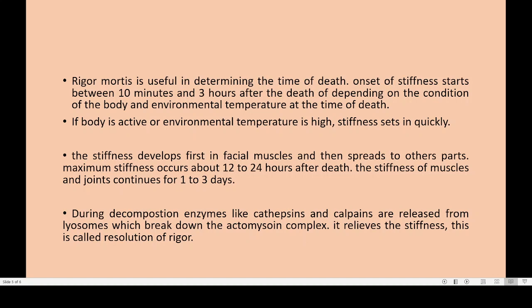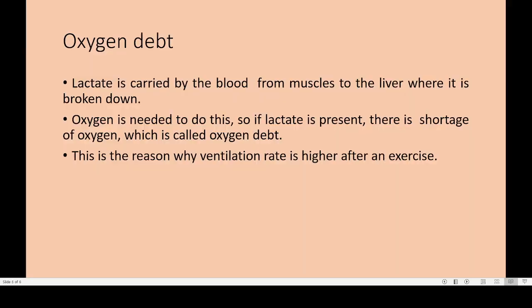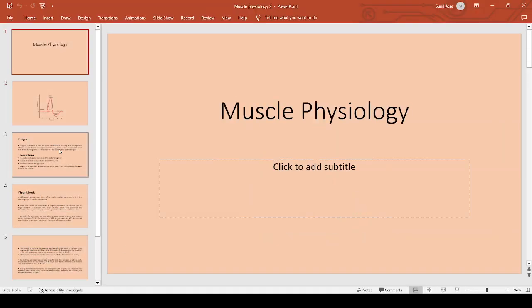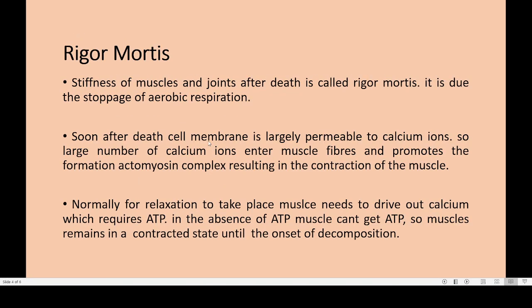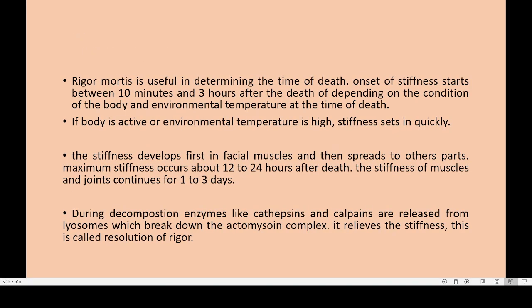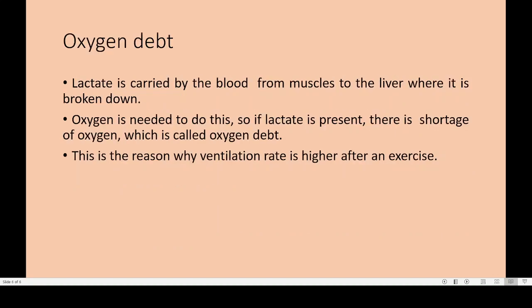So rigor mortis is basically due to the formation of the actomyosin complex. When this disintegration of the actomyosin complex takes place, the stiffness will gradually disappear, and that happens usually after a period of 1 day or 3 days. So that situation is what we call the resolution of rigor mortis. Here you can see that that is known as the resolution of rigor mortis. That is, rigor mortis is gradually disappearing.